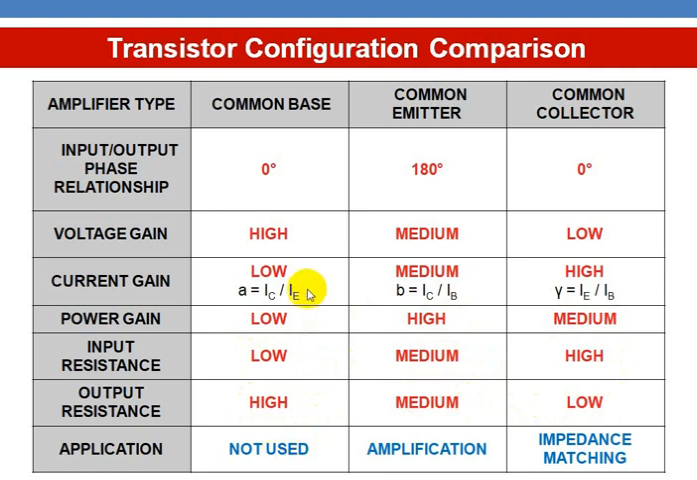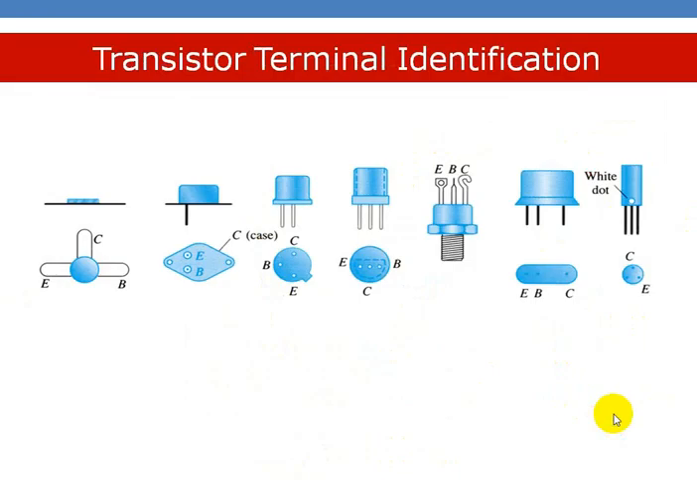If you want to use a transistor in a particular configuration, particularly for amplifier applications, the input resistance must be high or at least medium, and the output resistance must be low. So this configuration does not suit the requirement, so it is not used. Whereas this configuration is used for amplification purposes, and the common collector is only used for impedance matching.